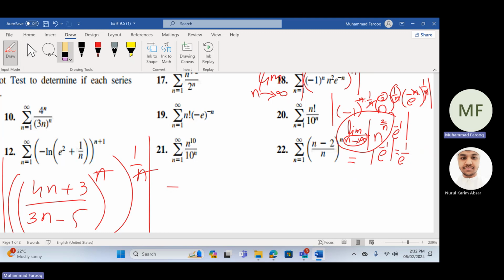So here, please, it is 1 by e, which is less than 1. So it means it is what? Convergent. Convergent. Now, please tell me, do you understand? All of you?